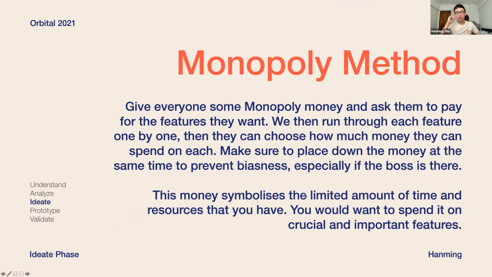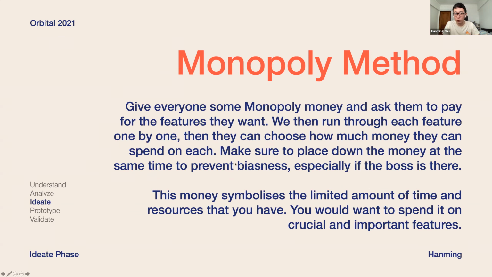Then there's also a method called the monopoly method. Basically, give everyone some monopoly money, and ask them to pay for the features they want. You run through the features one by one, then you choose how much money they want to spend on each. So the money represents the limited amount of time and resources you have. You don't want to spend it on features that don't matter. By spending your money on things that you feel are more important, you can figure out which is the most important one, and which everyone thinks is good.